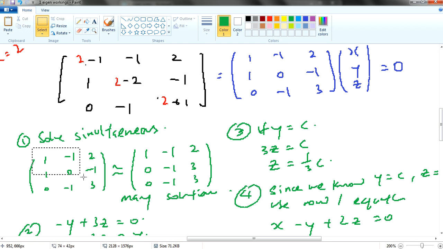So this is the same as this, and if you were to do simultaneous equations by the first row minus the second row, you will get this, and therefore you can see that they are also the same.